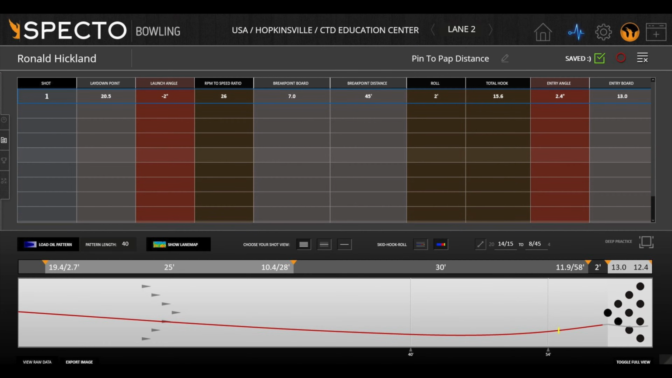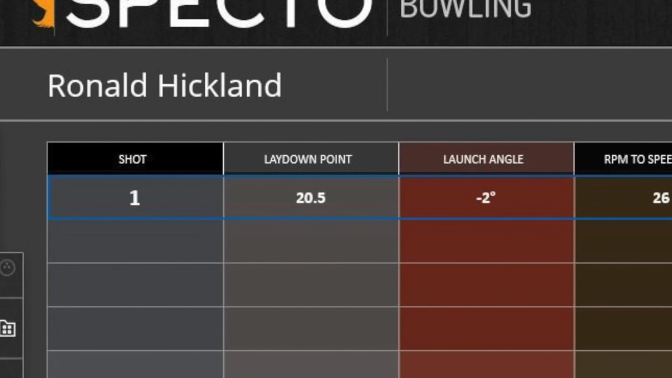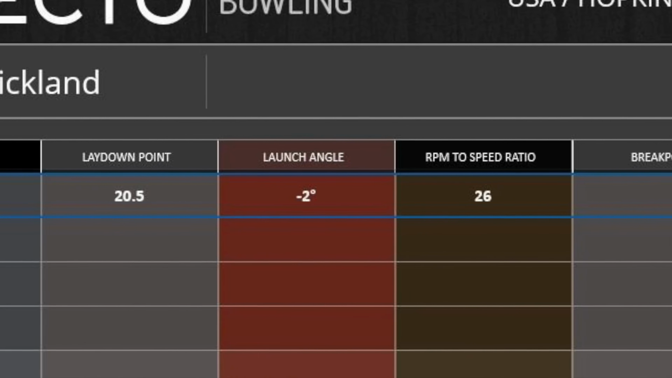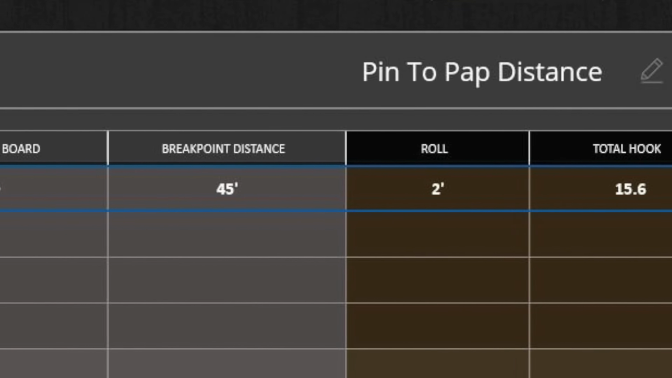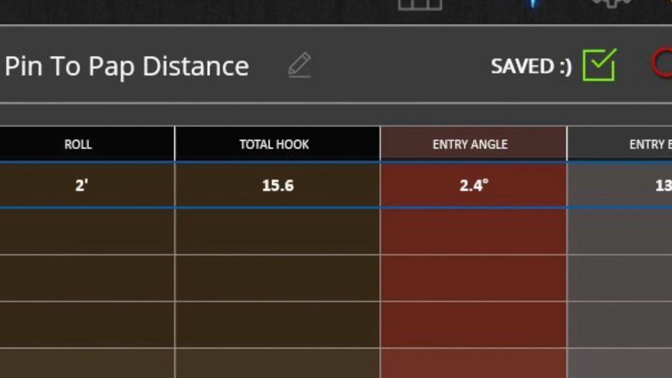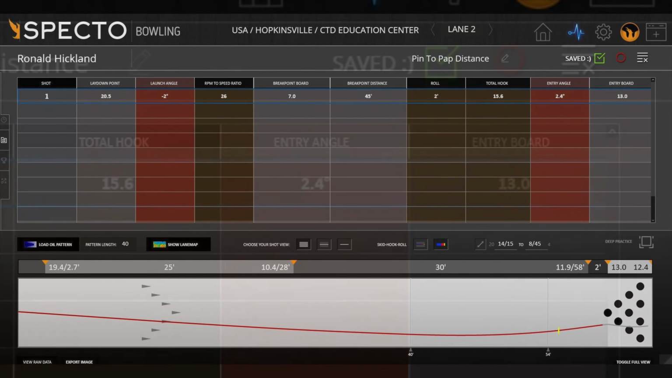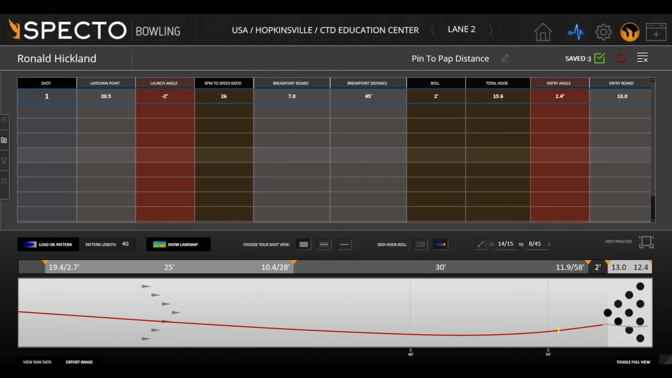When taking a look at our Specto data, we can see that the laid on point was 20.5, the launch angle was 2 degrees, the RPM to speed ratio, which is how we validate each shot, was 26, and we got 15.6 boards of total hook out of this first shot.